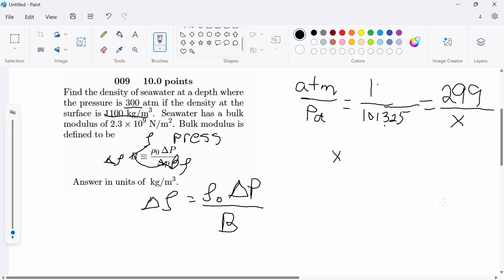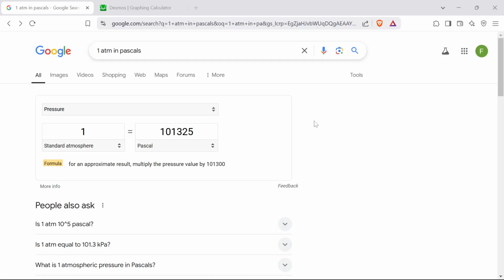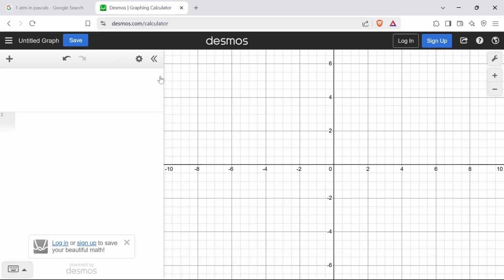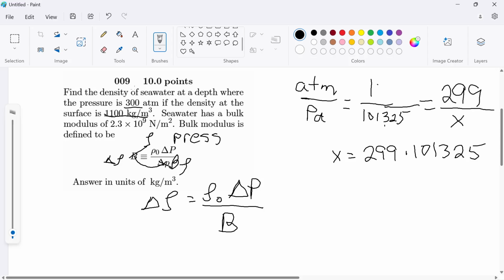Cross multiply, x equals 299 times 101,325. Now I'm going to do this in Desmos, so I'll just use that number for the change in pressure in Desmos, and then I'll use it in the calculation. So 299 times 101,325. So the change in pressure is 30,296,175 pascals. But anyway, now I've got delta P, the change in pressure.